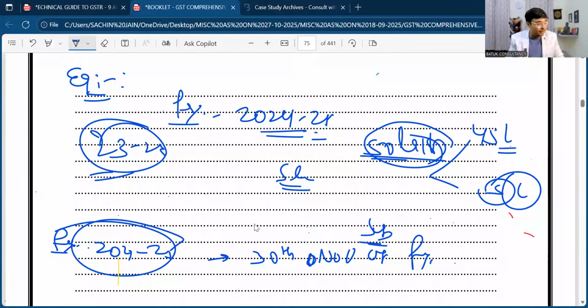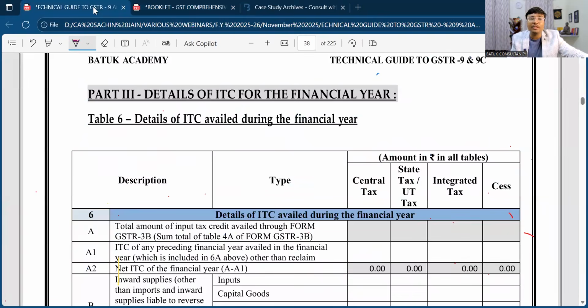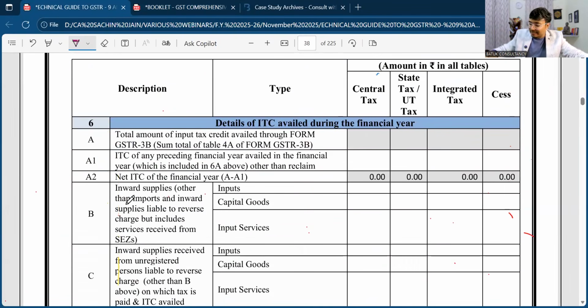Or there may be chances of multiple disputes in the litigations, that, sir, what is the amount of last year? Then after we have to provide it through the books of accounts if GSTR-9C is not applicable. So multiple scenarios may be there. So government has come up with a solution. And government said that this particular table 6A, your all ITC will be auto-populated.